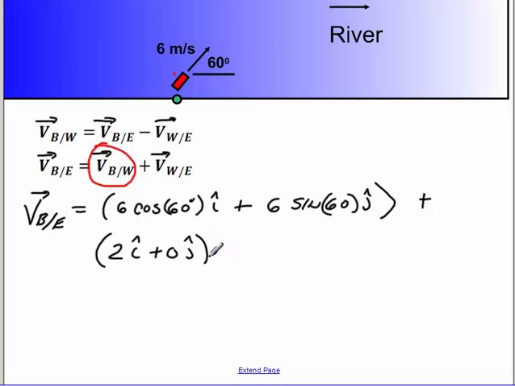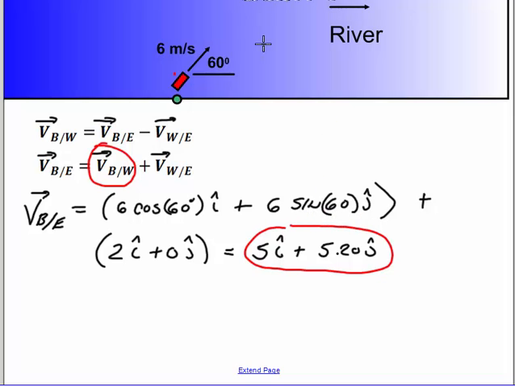Alright, so we run those values. Let me grab the calculator real quick. We'll sum up all the i hats. Okay, here we go. We're going to take 6 times the cosine of 60, which is going to be 3, and then plus 2, that gives me 5. So that's going to equal 5 i hat. And then we take this value here, 6 times the sine of 60, and I believe it gives you 5.2. Okay, so that's what the values are.